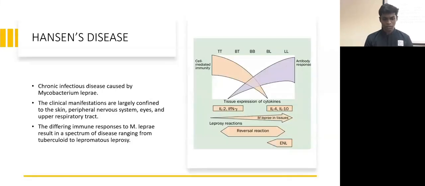Hansen disease is a chronic infectious disease caused by Mycobacterium leprae. The clinical manifestations are largely confined to skin, peripheral nervous system, eyes, and upper respiratory tract. The differing immune response to Mycobacterium leprae results in a spectrum of disease that ranges from tuberculoid to lepromatous leprosy. The only thing I am going to highlight is, based on the skin manifestation and the pattern of neuropathy, how to differentiate tuberculoid from lepromatous leprosy.